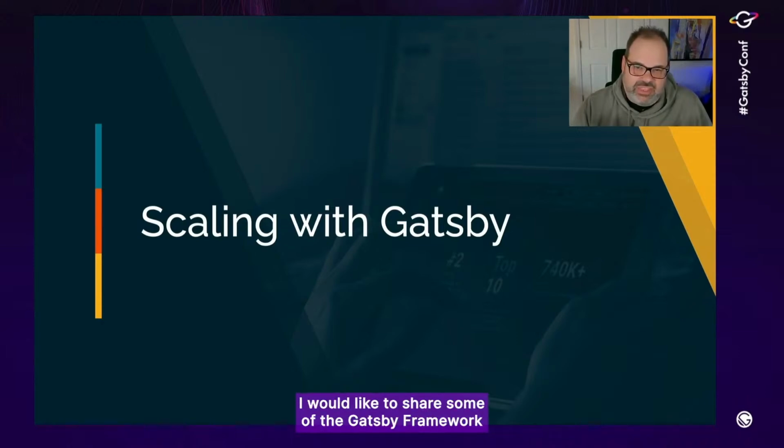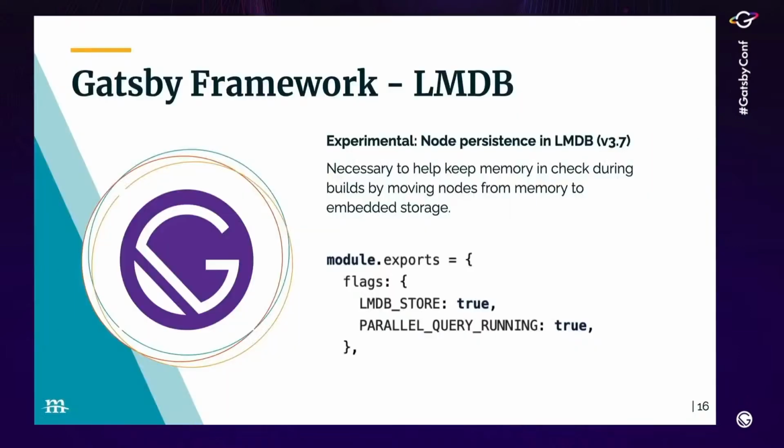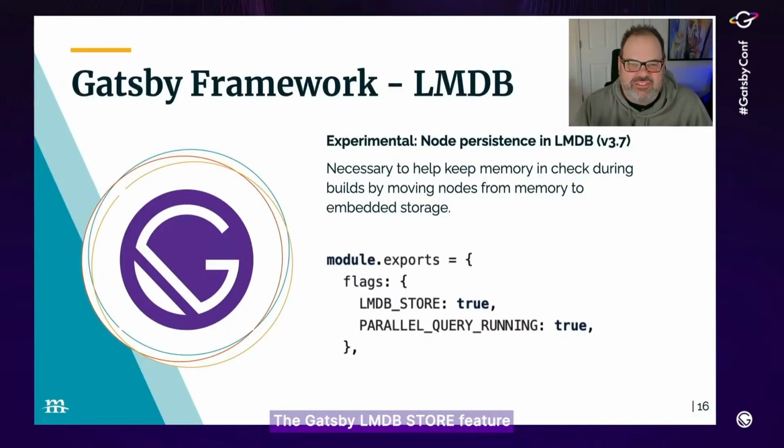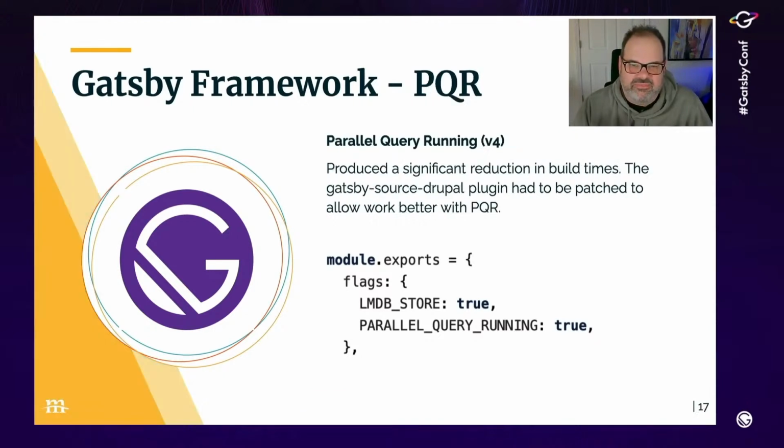I would like to share some of the Gatsby framework and cloud features and technical approaches that allowed us to meet our goals. The Gatsby LMDB store feature leverages an embedded data store to keep memory usage low. This was key to keeping the project's memory usages lower overall. This is really a great plug-and-play feature. It is worth giving it a go.